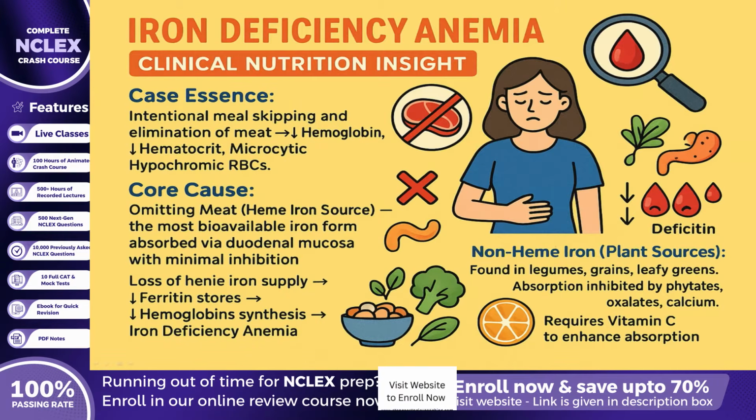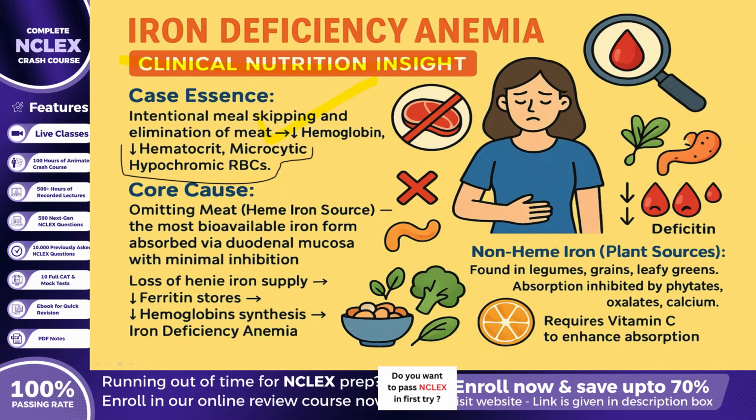Iron-deficiency anemia occurs when the intake or absorption of iron fails to meet the body's ongoing demand for red blood cell production. Among all dietary sources, heme iron, present in animal-based foods such as red meat, poultry, and fish, is the most efficiently absorbed form. It is absorbed through a specialized duodenal mechanism that is minimally influenced by other dietary elements.